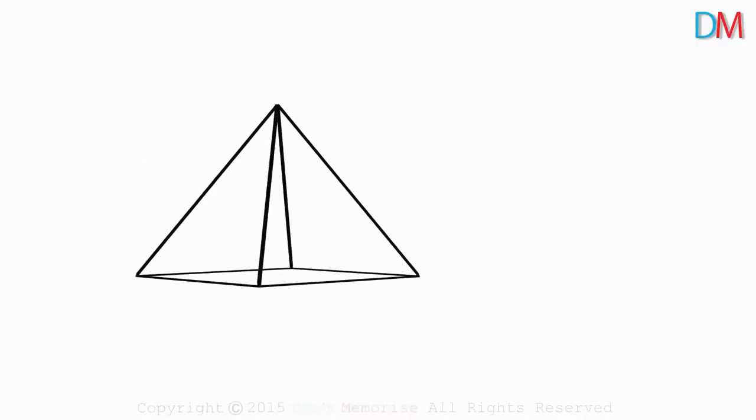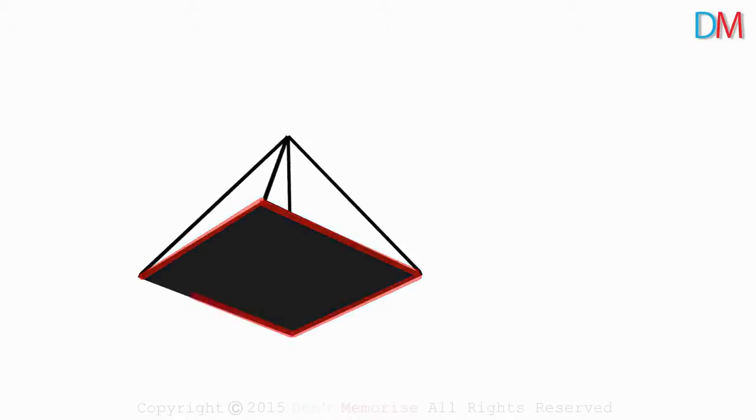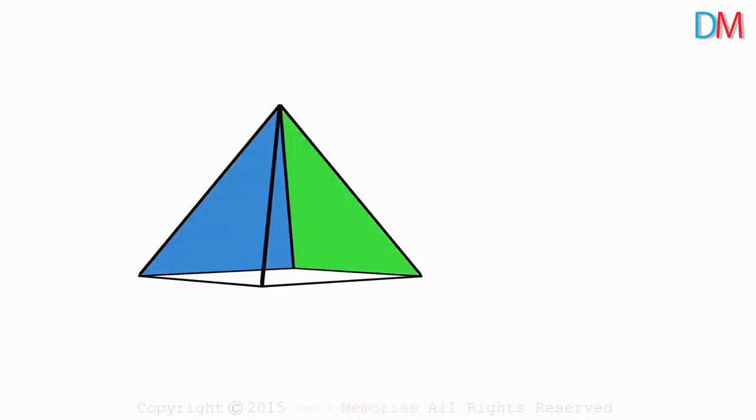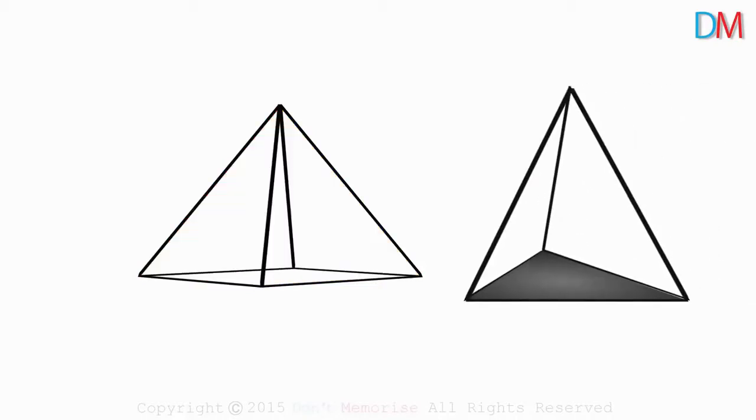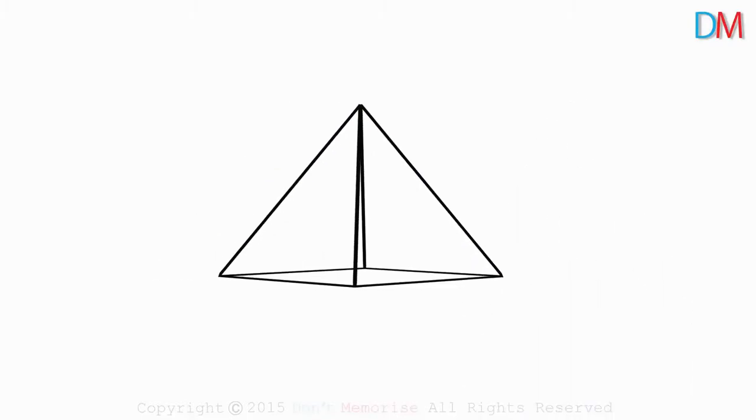Here's a square pyramid. It's called a square pyramid because its base is a square and all other faces are triangles. One base and 4 triangles. If the base was a triangle, it would have been called a triangular pyramid. Forget this solid for now. I want you to try drawing the net of this solid. Give it a shot.